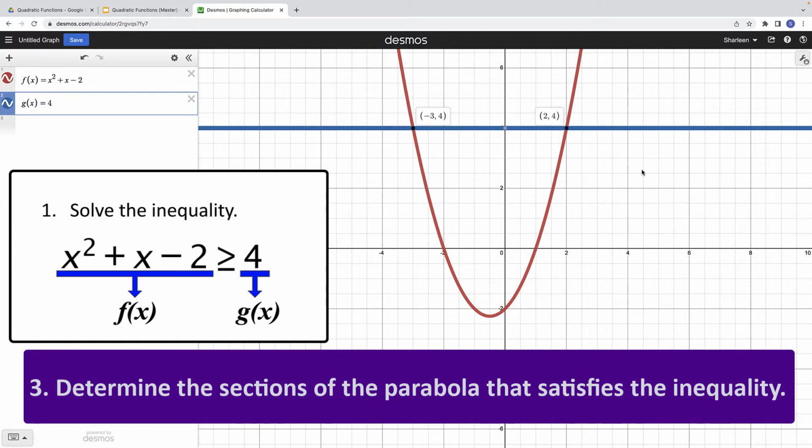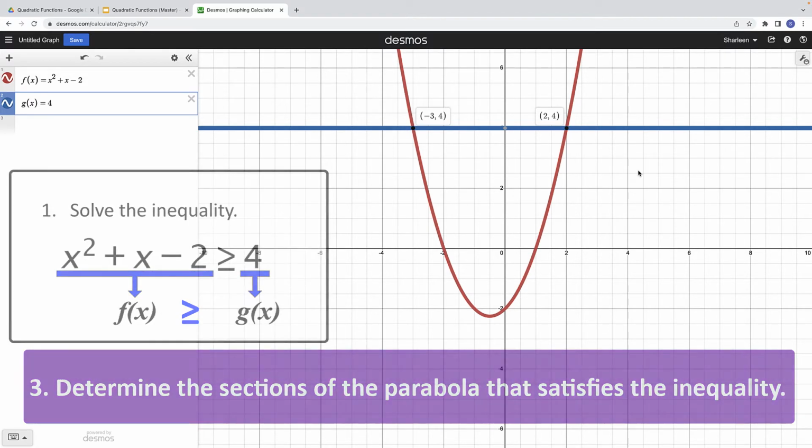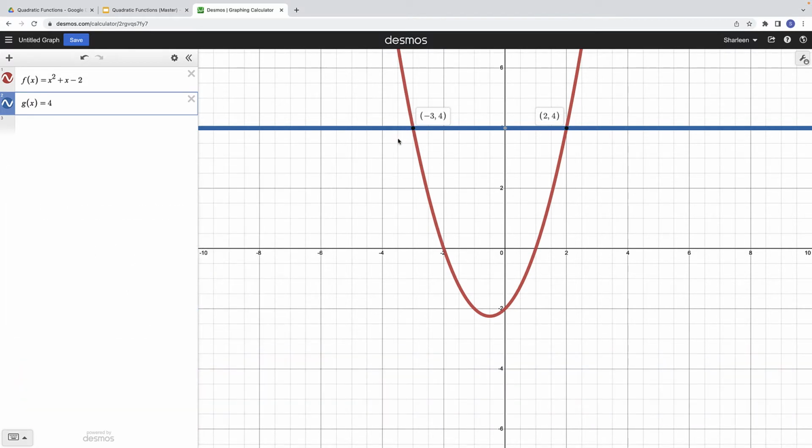This is like saying, where is f of x greater than or equal to g of x? So we're looking where the parabola is above the horizontal line. It looks like there are two sections. Over here on the left, just to the left of the point -3, 4, the parabola is above the horizontal line. And to the right of the point 2, 4, the parabola is above the line.